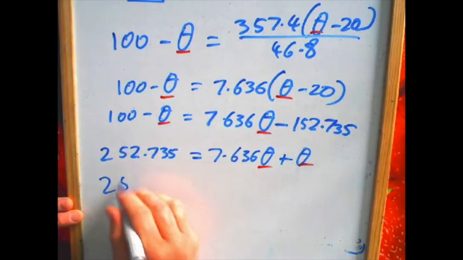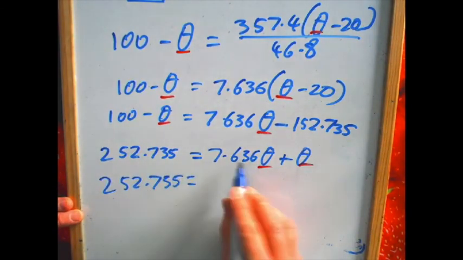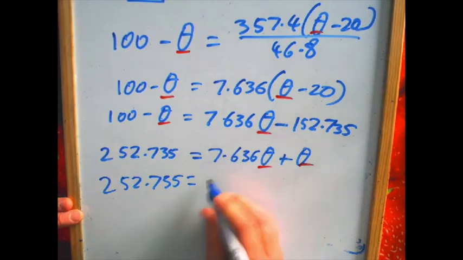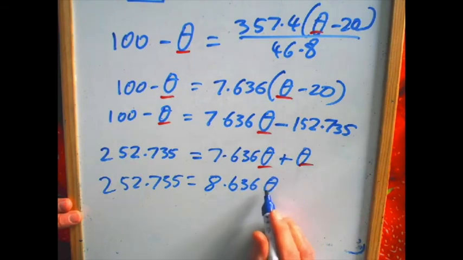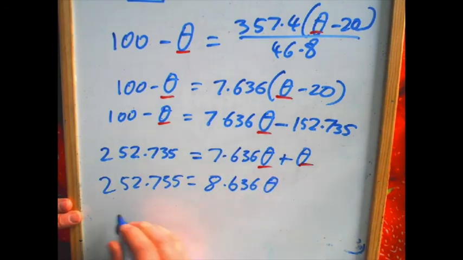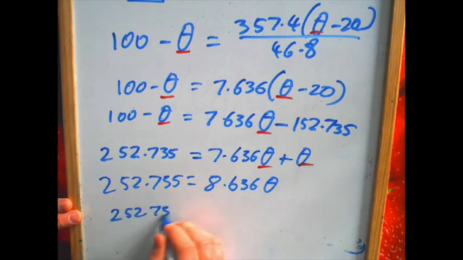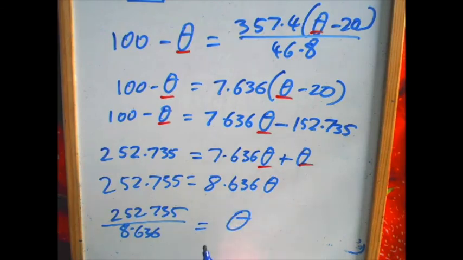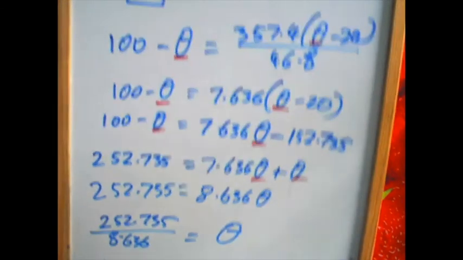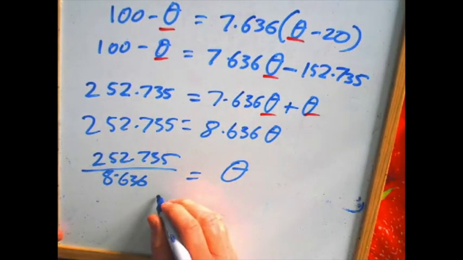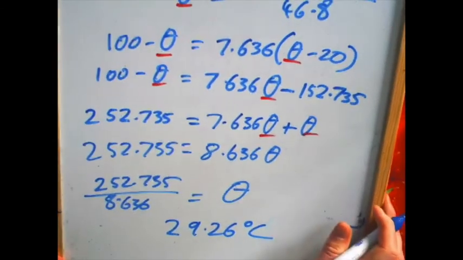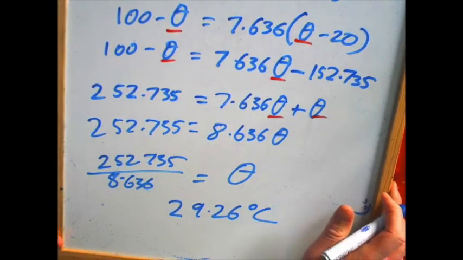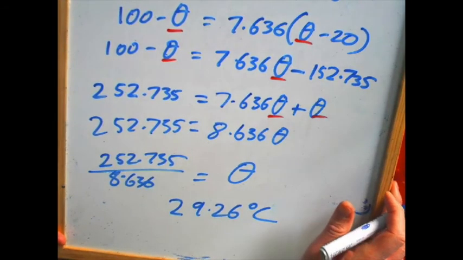So that gives us 252.735 is equal to, well, 7.636 theta plus theta is 8.636 theta. And our final answer, if we want to find what theta is, let's divide both sides by this. So 252.735 divided by 8.636 gives us our theta, which is, I got 29 degrees. I'm going to be careful not to turn this off this time. 29.26 degrees Celsius.